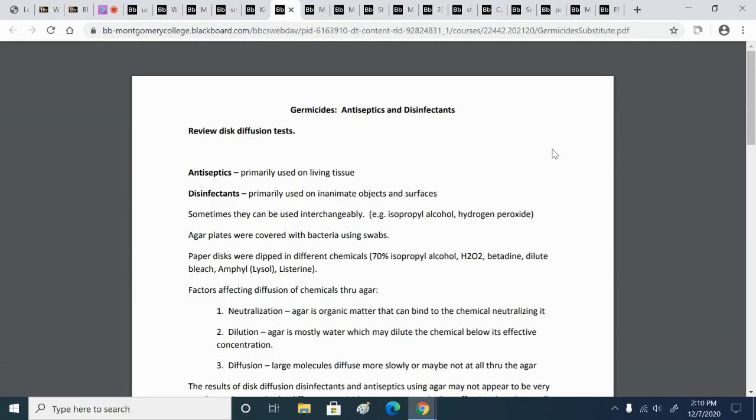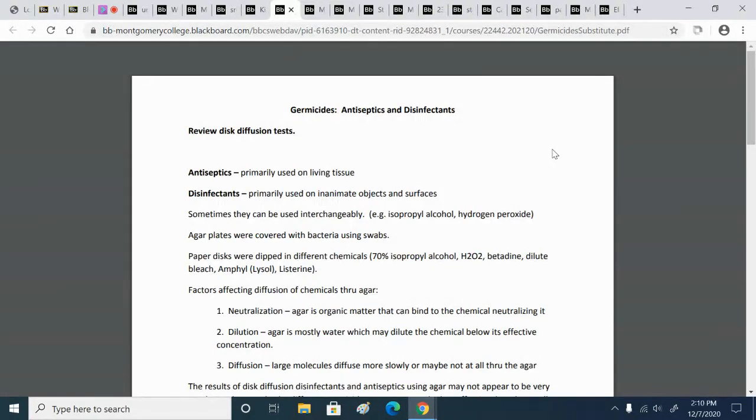Can these chemicals be used interchangeably? Sometimes. Not always, not never, but sometimes. Things like isopropyl alcohol and hydrogen peroxide are interchangeable. You can use them on tissues or inanimate objects.